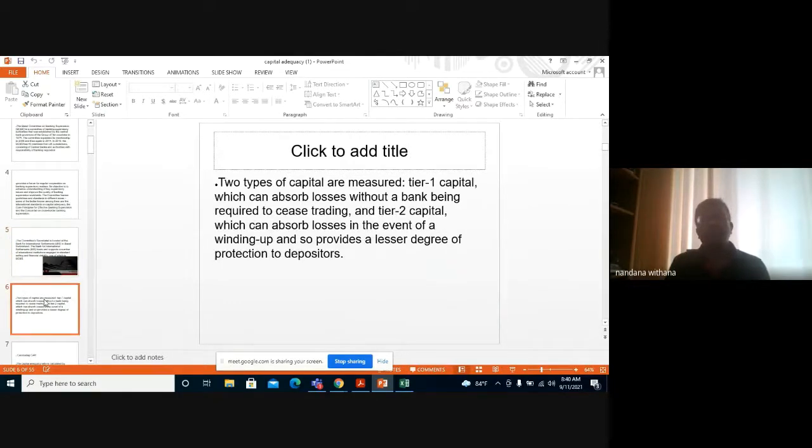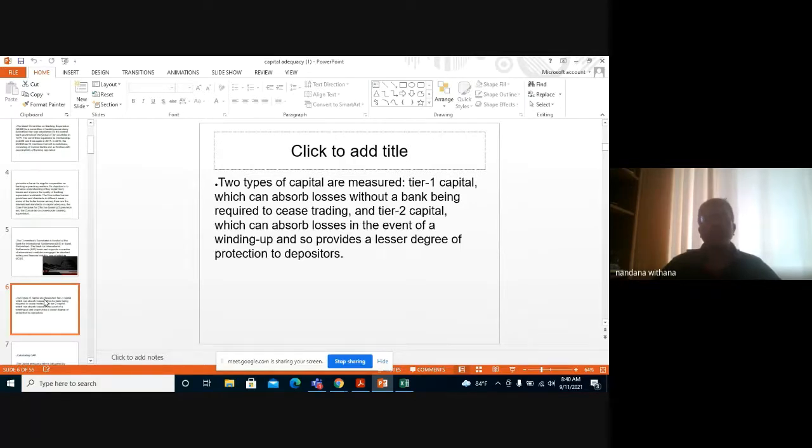Two types of capital are measured. Your capital can be categorized into two types, Tier 1 and Tier 2. We call them core capital and supplementary capital. Core capital can absorb losses without a bank being required to cease trading. So a bank may make a loss, but you can still run the business with your Tier 1 capital.